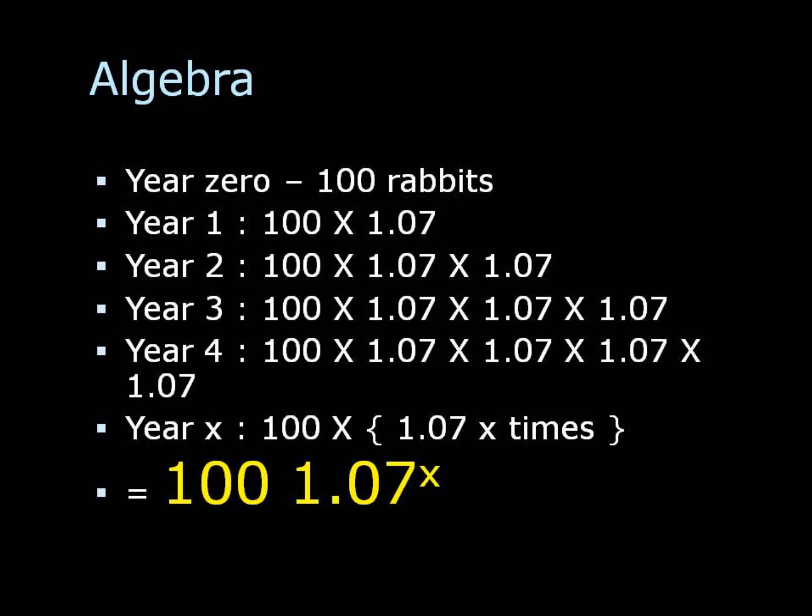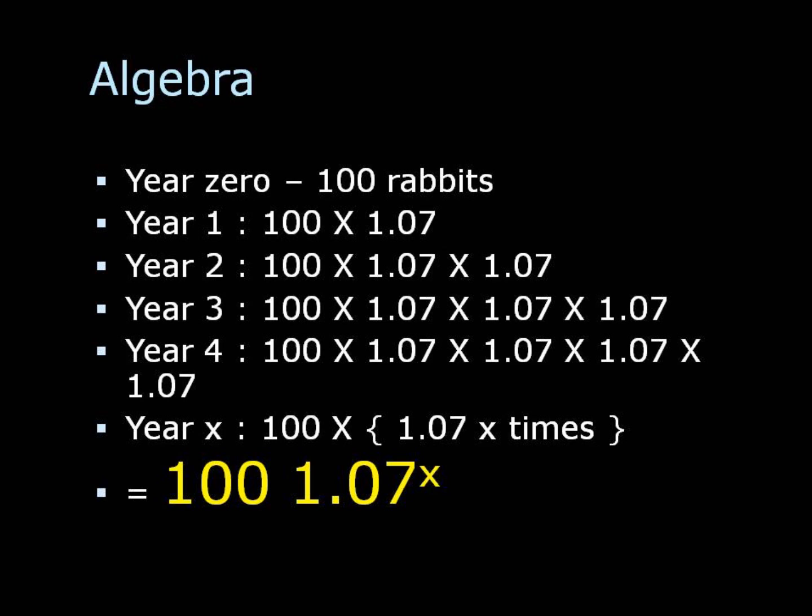It'd be nice to get an algebraic representation of what's going on. So we start with, beginning of year 0, we've got 100 rabbits. At the end of year 1, we have 100 times 1.07, we have a 7% increase. For the second year, we have 1.07 times the number at the start of the first year. So we have 100 times 1.07 times 1.07.